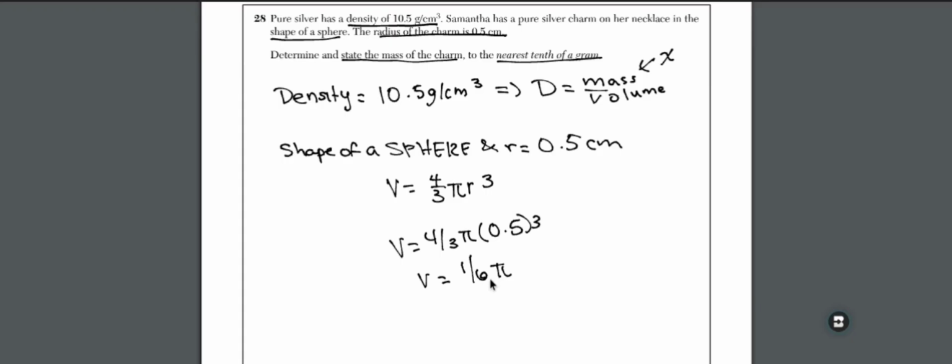Okay, I'm going to keep my pi for now until the end. Do not change your pi. Do not convert it and use 3.14. Keep your pi until the end. So solve all the math, but keep your pi the same.